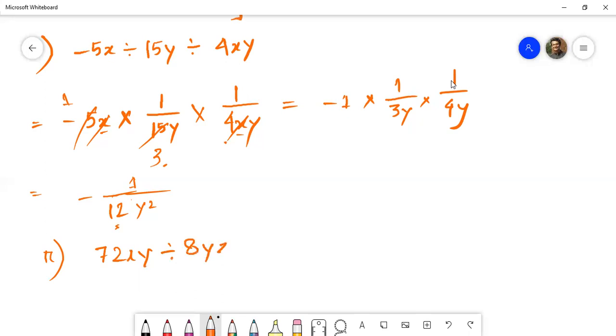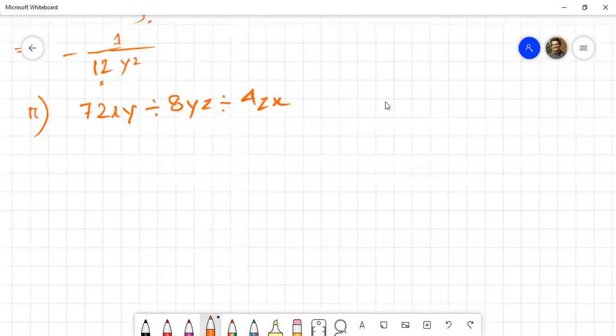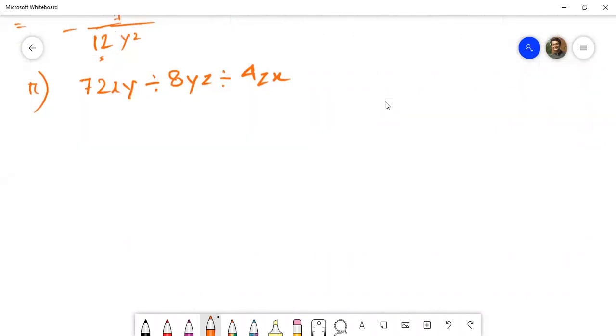YZ divided by 4ZX. Okay, this one. This over here is an X. I will solve it for you after a little while. So try to do it for now. Let me see if I can do it. 72xy divided by 8yz divided by 4zx.